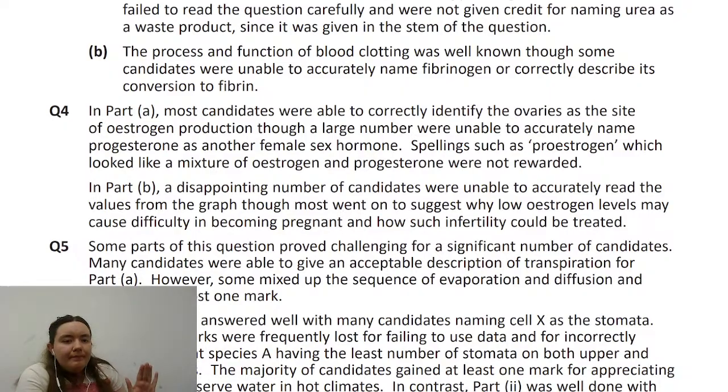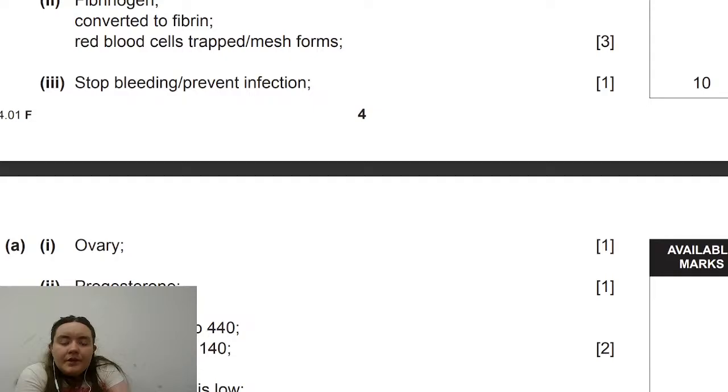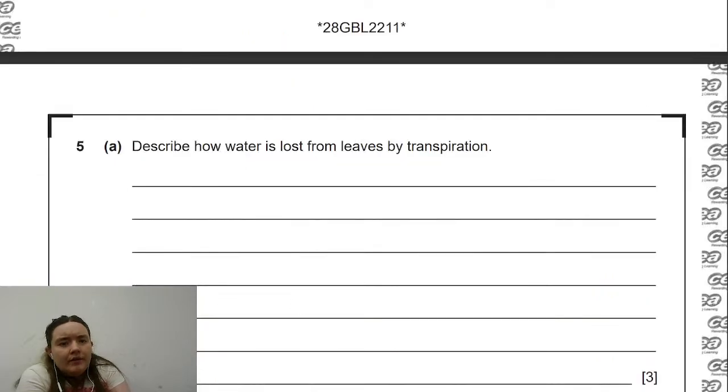So, in part B, a disappointing number of candidates were unable to correctly read the values from the graph, though most went on to suggest why low estrogen would cause difficulty becoming pregnant and how fertility could be treated. So most people got the second part correct. So moving on to question 5.